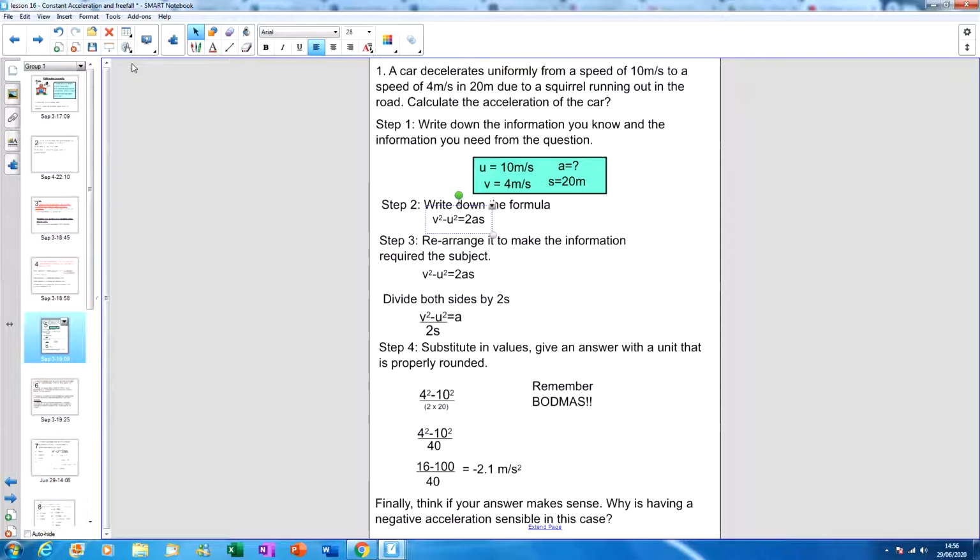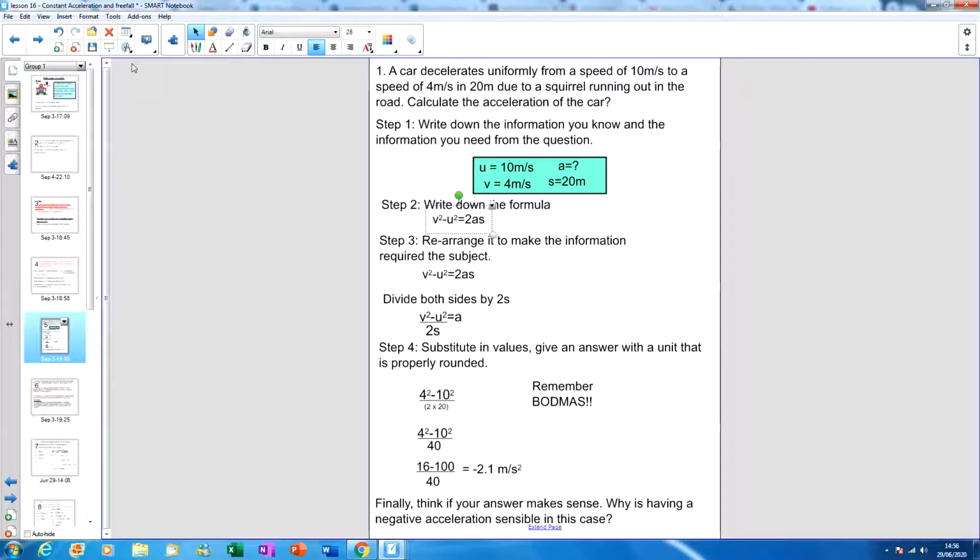So let's go through an example now. A car decelerates uniformly from a speed of 10 meters per second to a speed of 4 meters per second in 20 meters due to a squirrel running out in the road. Calculate the acceleration of the car. So your first step is always to write down the information you know and highlight the thing that you need to find out from the question.